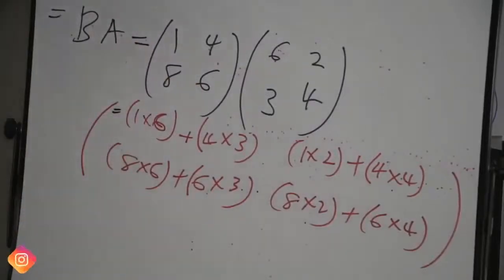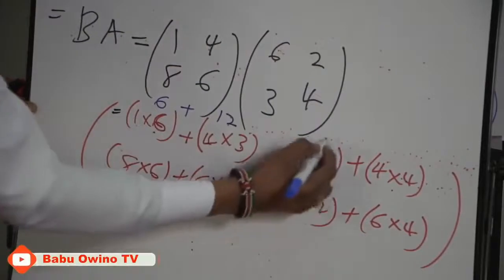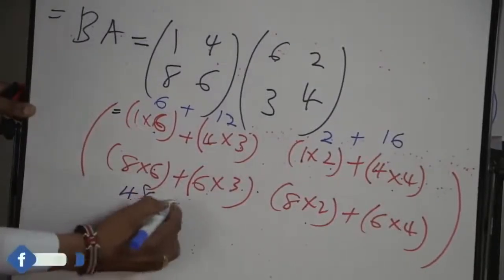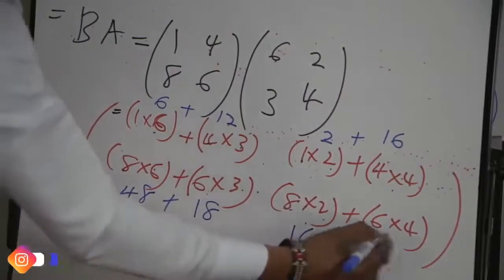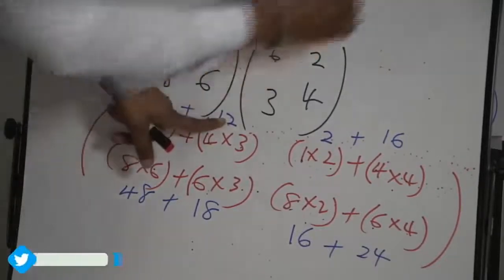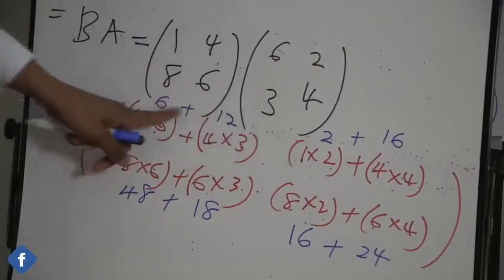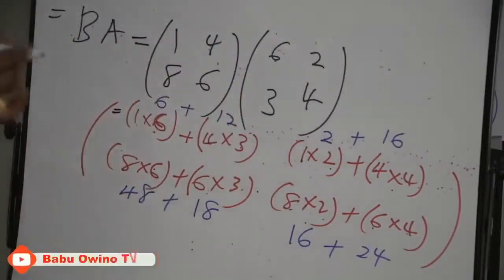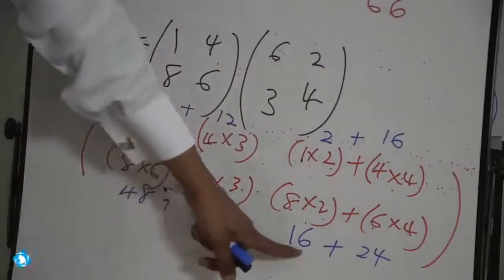What do we get here? 1 by 6 is 6 plus 4 by 3 is 12. 1 by 2 is 2. 4 by 4 is 16. 8 by 6 is 48. Plus 6 by 3 is 18. 8 times 2 is 16. Plus 6 by 4 is 24. So when you add them, 6 plus 12 is 18. Then 2 plus 16 is 18. 48 plus 18 is 66. Then 16 plus 24 is 40.